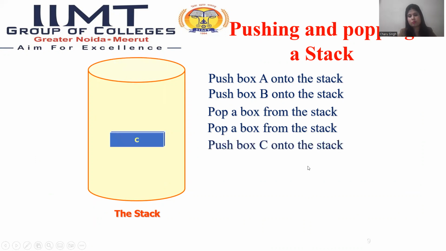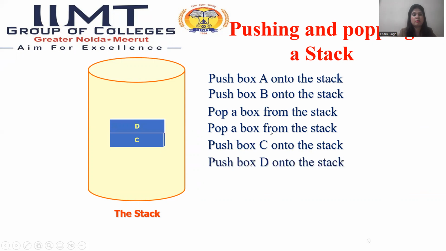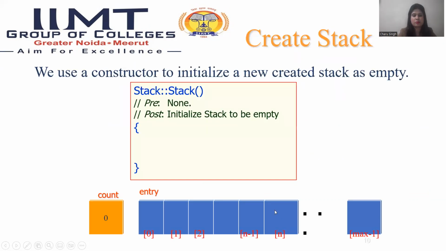If I'm again going to push a box C onto the stack, it will automatically go onto the stack. Again, I'm going to push the element box D in the stack, and then box D will be aligned on top of the C box. And again, if I push another box E, that will be placed over the D box. I hope the picture is clear.